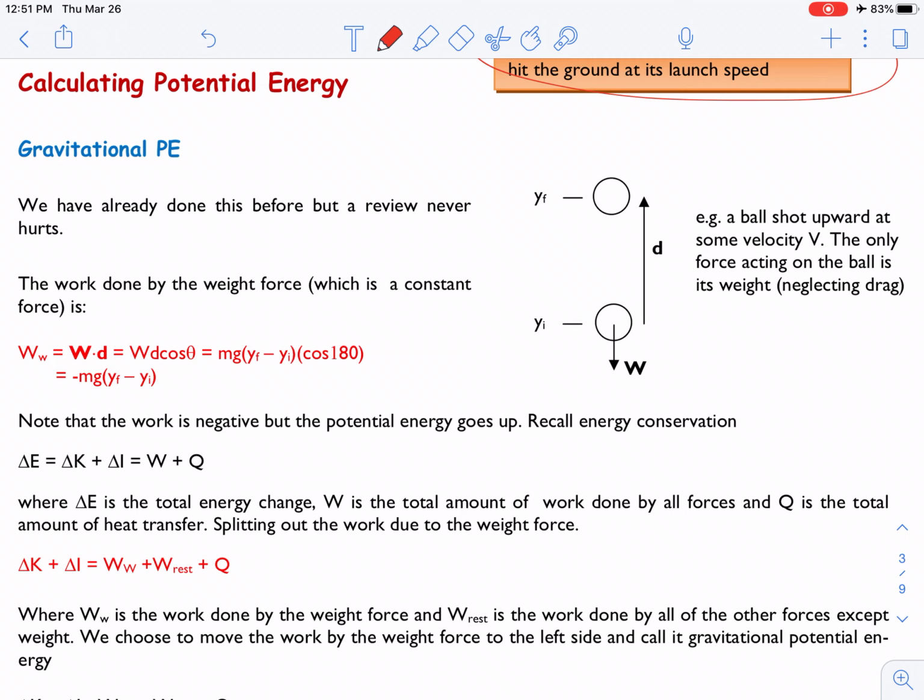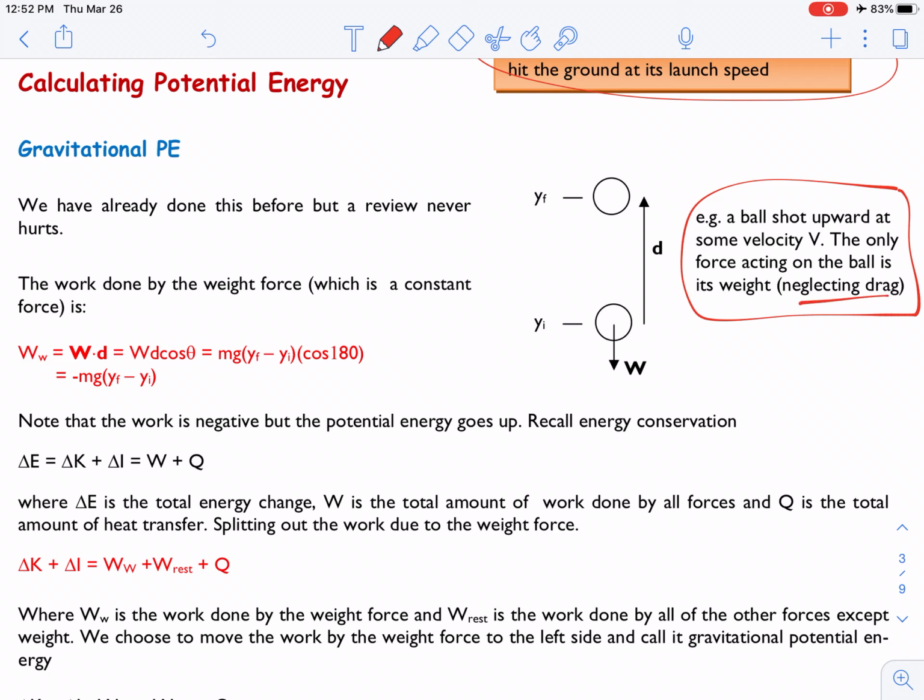Okay, so next is calculating potential energy. The key point I've been saying is that you cannot have both potential energy and the work done by weight force, for example. We are going to see this, and I'm going to try to be quick explaining it. So a ball is shot upward with some velocity v, as in the figure. The only force acting on the ball is the weight force, and we are neglecting the drag force here.